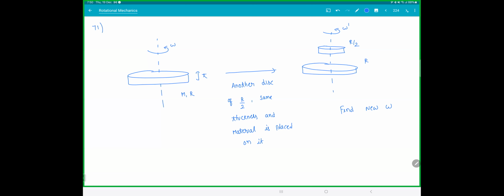If the radius becomes r by 2, mass becomes m by 4. Mass of the disk is not the same. So you mean to say, if you and your sister go to the shop and there is one big pizza and one small pizza, you give the small pizza to your sister, she'll accept it? Same mass? What was the problem? Try this and see.